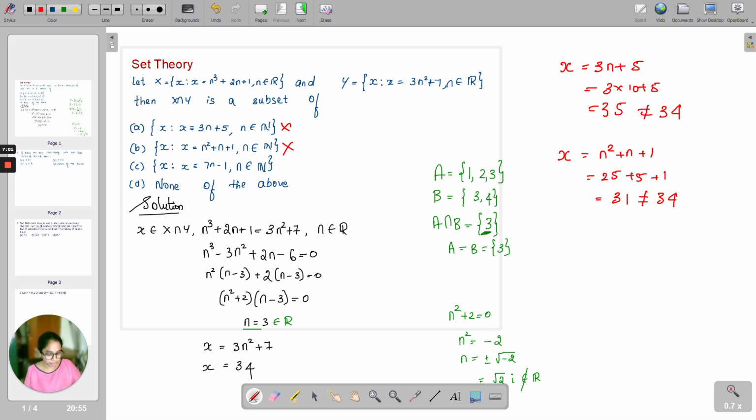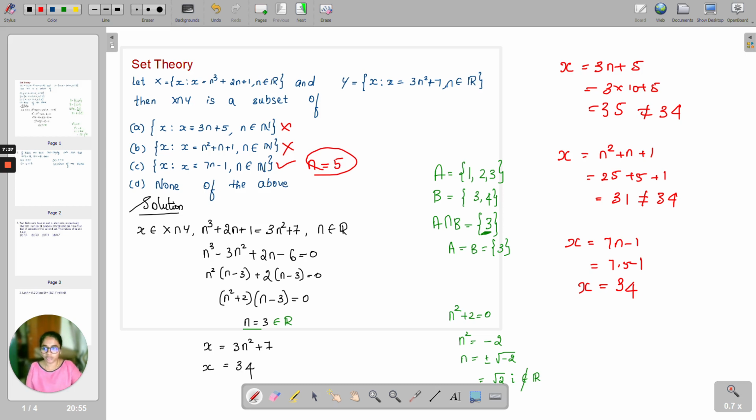Now let me take the third one, that is x is equal to 7n minus 1. What possible value can you give? Let me give 5 itself. I would get 7 fives are 35 minus 1. So what did I get? I got 34. Yes, so I got the x value for the third one. So your answer is C, where n is equal to 5.